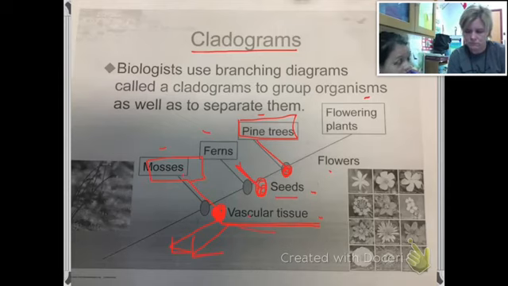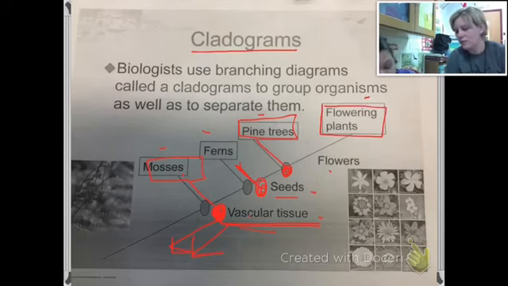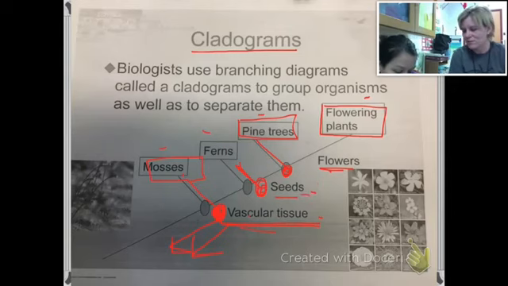Miss Steele, can you tell me what characteristics flowering plants have? Well, just like their name says, flowering plants are going to have flowers. Great. Just flowers, Miss Steele? No, they also have seeds. Good. And vascular tissue. Nice job. All right, so moving right along.